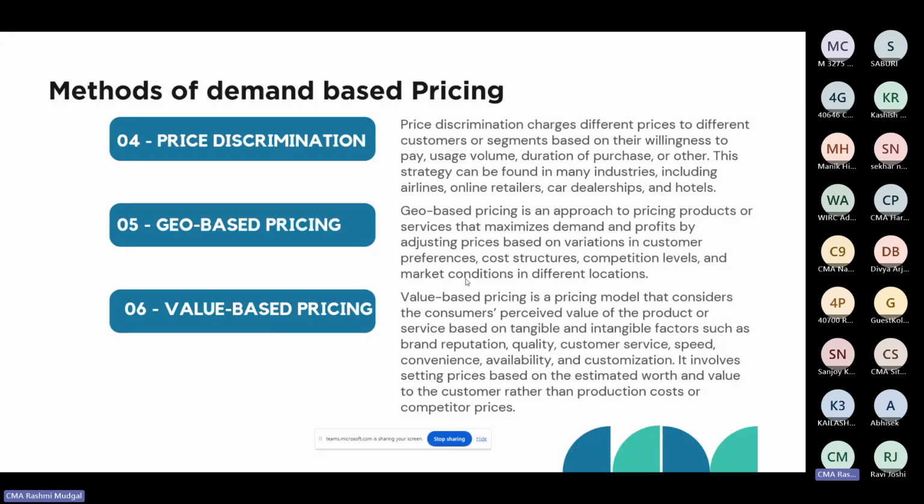For example, if I'm going to use my product for medical purposes, there will be a different usage, so I'm able to give it at a lower price. Okay, so what happened? Price discrimination charges different prices to different customers or segments based on the willingness to pay.